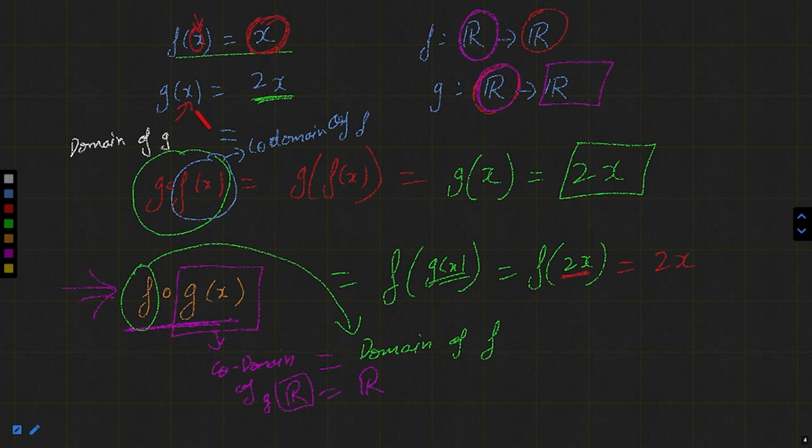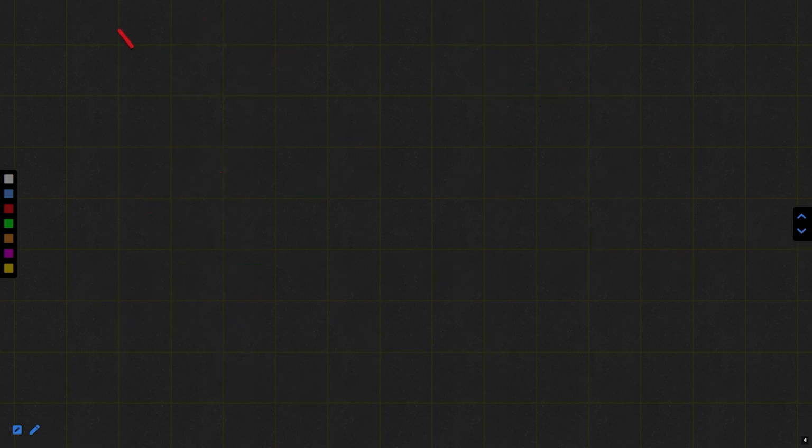In g, whenever we give input as x, what will we get? We will be getting 2 times x. As you saw over here, in g the input is x and the output is 2x. And here the input is 2x, and f gives me the same output as its input. Okay, I hope that it is clear from this example.